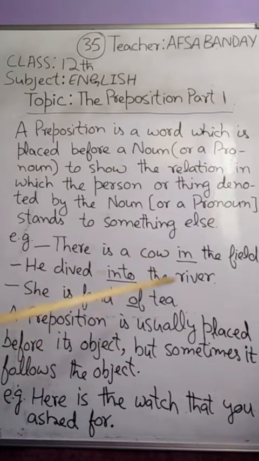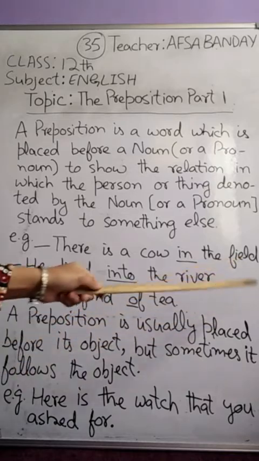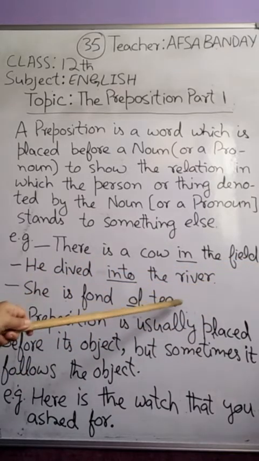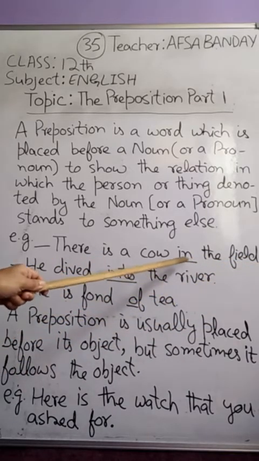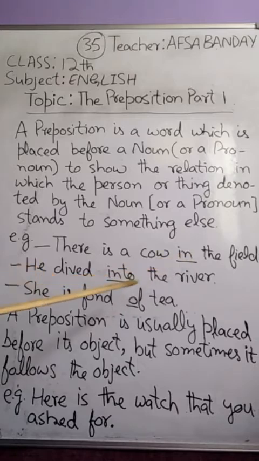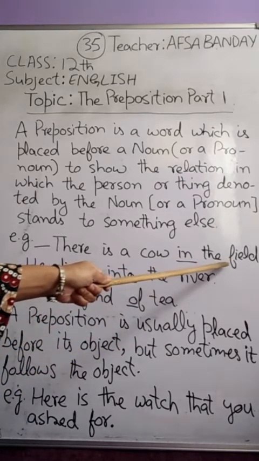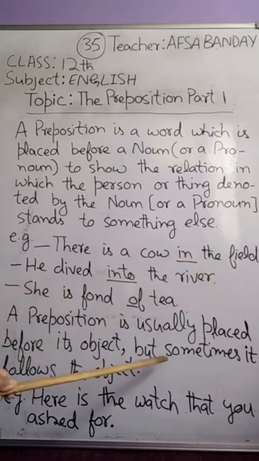The noun or pronoun, that means this or this or this, that is used with a preposition is called its object. So this field or river or tea is the object of the preposition. Here it's in, here it's into, and here of. A preposition is usually placed before its object. As you can see, before its object we have placed it, but sometimes it follows the object.